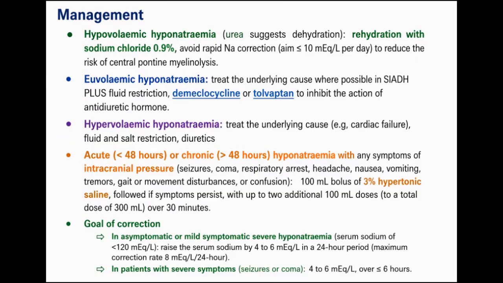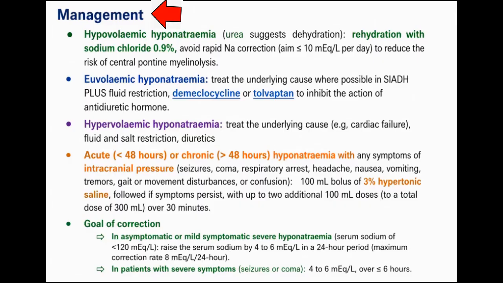After diagnosing the type and cause of hyponatremia, the next step is management. Treatment depends on 3 important factors: the patient's volume status, hypovolemic, euvolemic, or hypervolemic; the duration, acute or chronic; and whether the patient has severe neurological symptoms. The most important principle is, treat the underlying cause and avoid correcting sodium too rapidly.